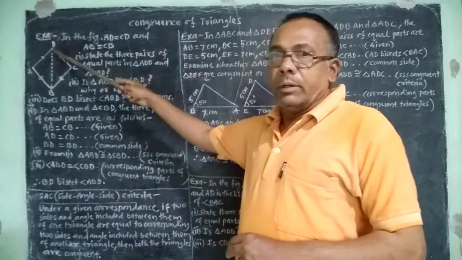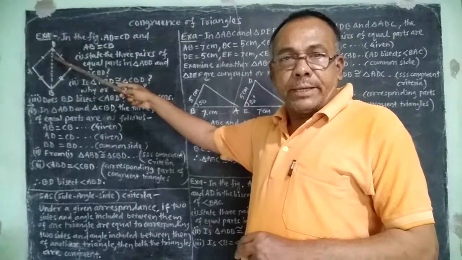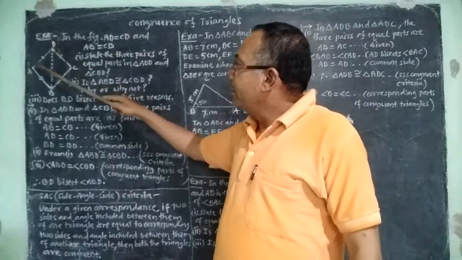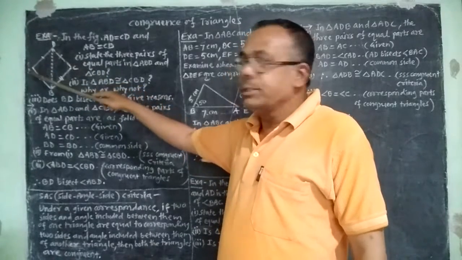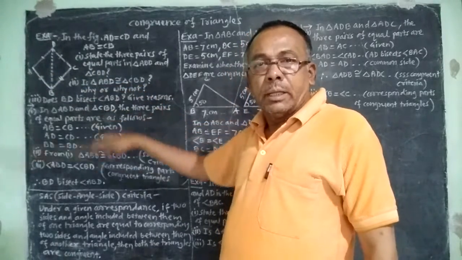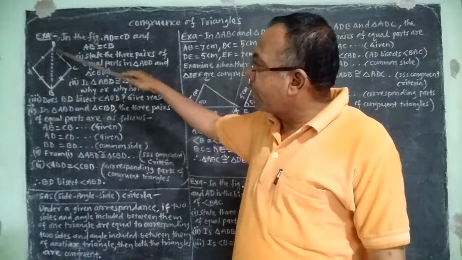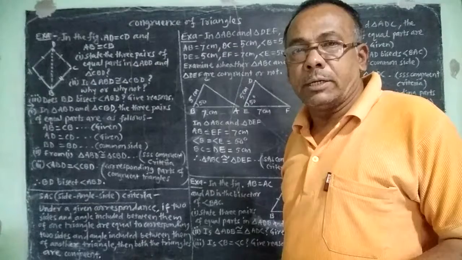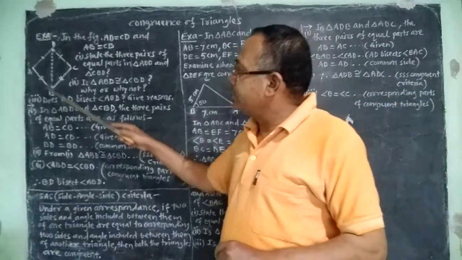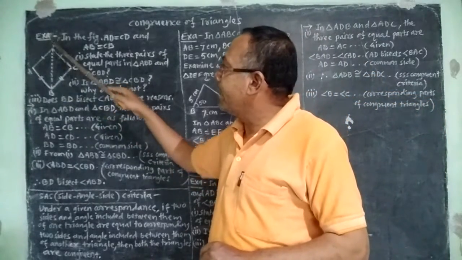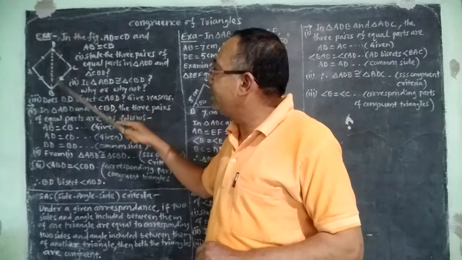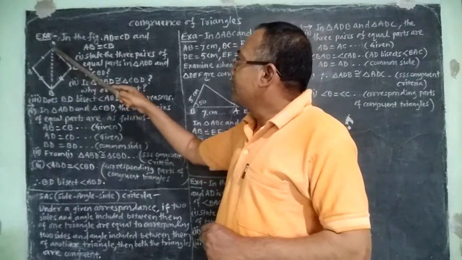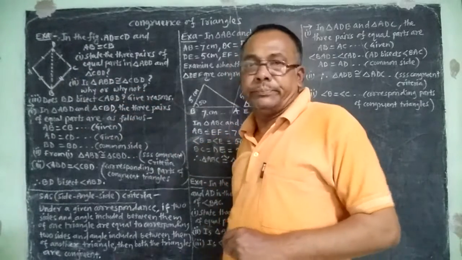So we will now see one example. In the figure here, ABCD is a quadrilateral. In that quadrilateral, BD is the diagonal, and due to the diagonal of the quadrilateral, we get two triangles, namely triangle ABD as well as triangle CBD.